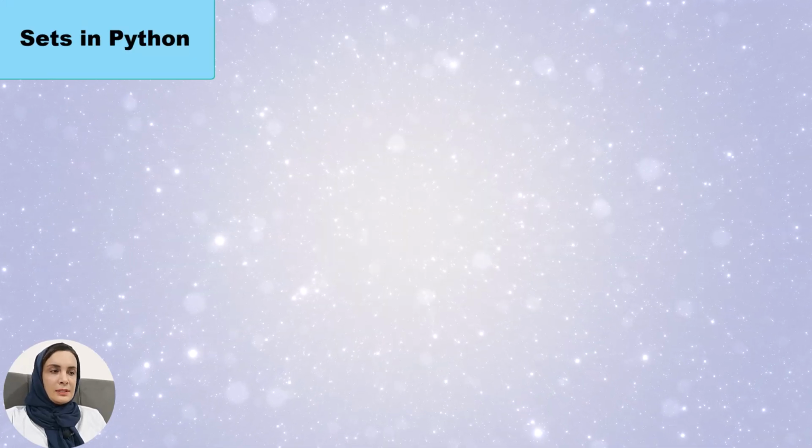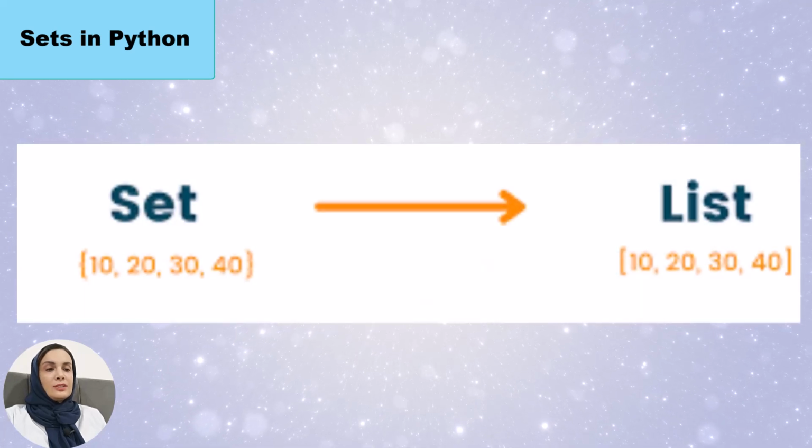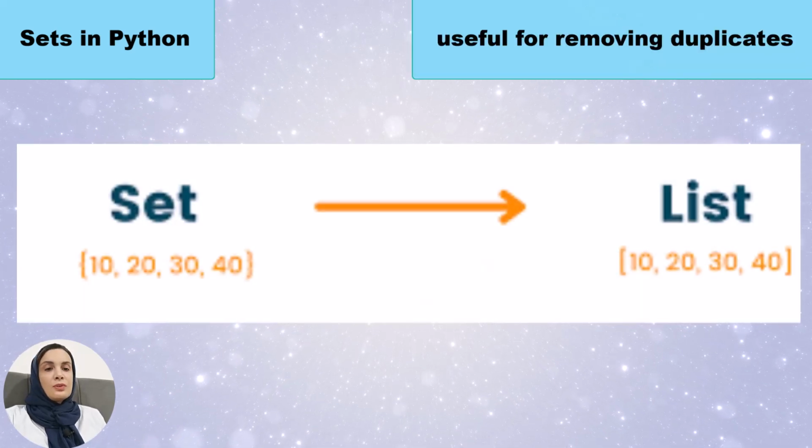We learned about tuples. Let's look at sets. A set is like a list, but it only keeps unique items, so no duplicates.